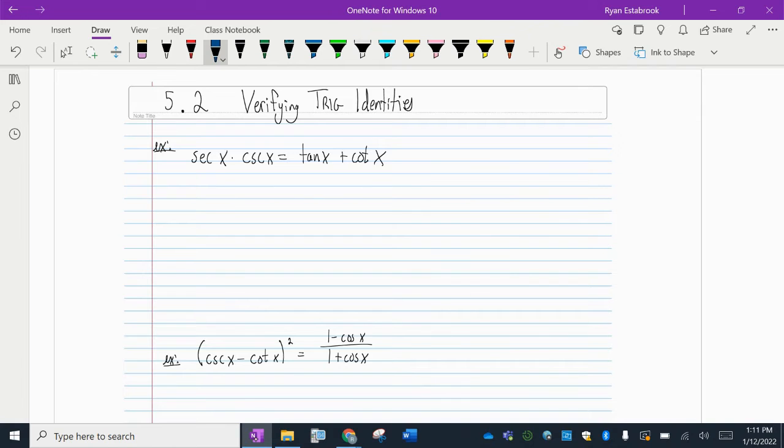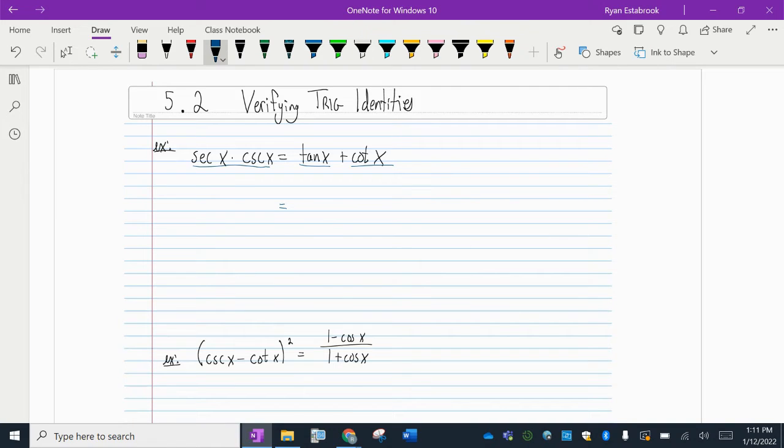So in this one, we have secant times cosecant. And on the right, we have tangent plus cotangent. My thought process on this one is to work on the right side, because it's two trig functions added together. They're separate right now, as opposed to on the left, where they're just already multiplied by each other. So we're going to do some trig, do some algebra to make this right side equal to the left side.